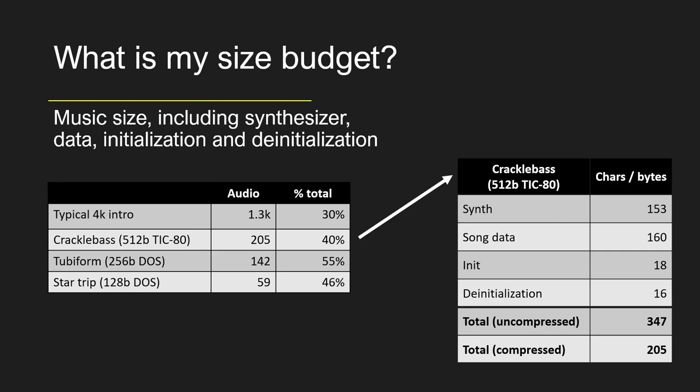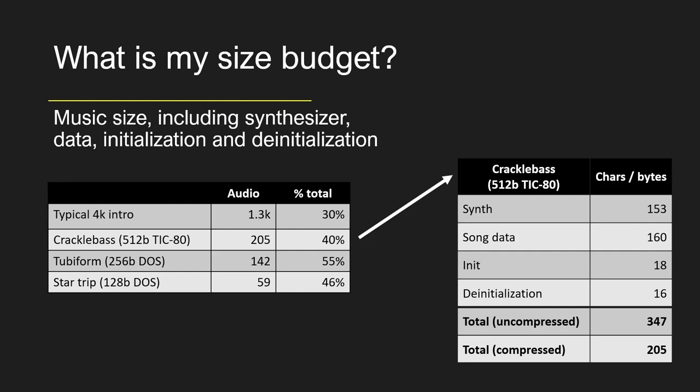So one way to look at these numbers is that tiny intros may have to accept that if you want to really do something with music, the 30% rule that holds for 4K intros is not quite accurate anymore. You might have to accept larger percentages for the audio. And in my opinion, if the only thing you can afford is 30% of your 128 byte intro for music, something like 40 bytes, then you should probably start asking yourself: does the intro need music, or would it be better to use it all for visuals?